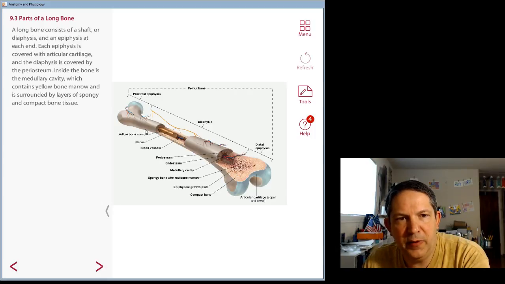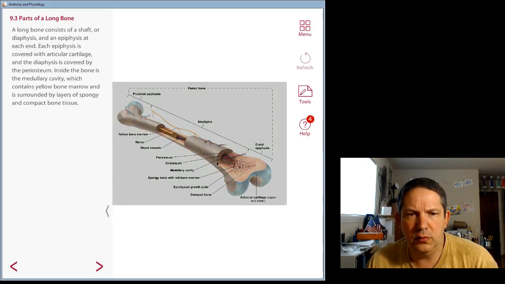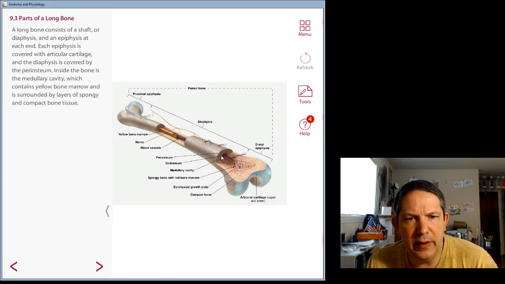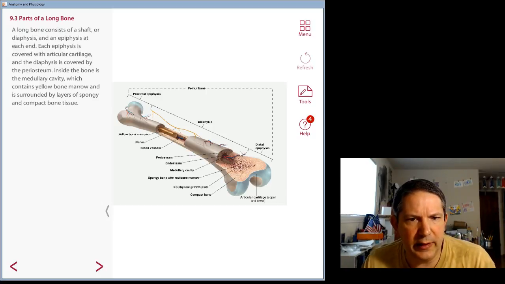And at the epiphyses we have an area of spongy bone, and spongy bone's always surrounded by compact bone, and the diaphysis has a collar, a ring of compact bone. The other thing, I don't think I can zoom in any closer on this either.